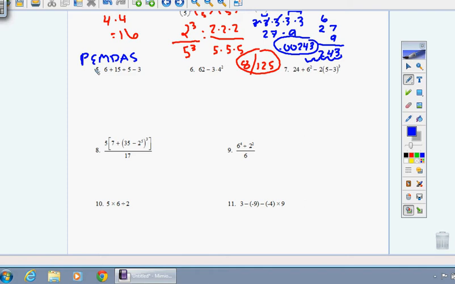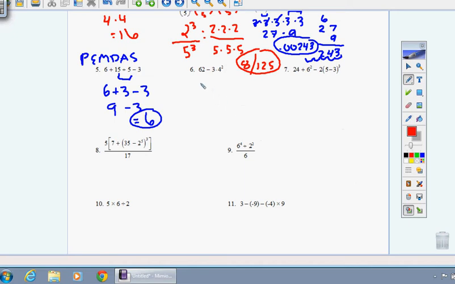Do I have any exponents in this problem? Nope. How about multiplication or division? Oh, I do have division. 15 divided by 5 is going to give me 3. So I have 6 plus 3 minus 3. And now all I have left is addition and subtraction, so I work left to right. 6 plus 3 is 9. And 9 minus 3 is 6. So 6 would be my final answer.